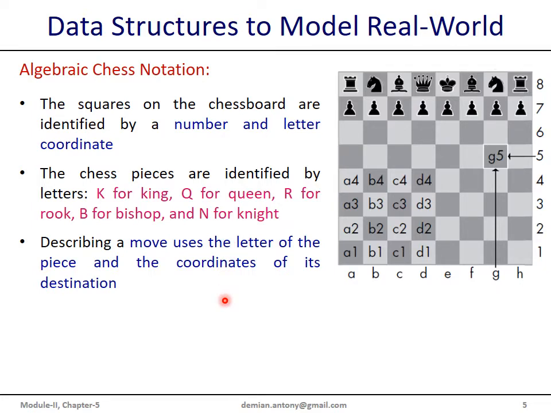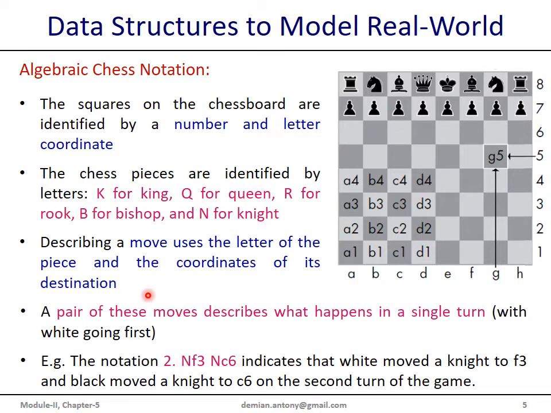To describe the chess piece move, the players used to represent the move with the help of the letter of the piece and the coordinates of its destination after the move. And a pair of these moves describes what happens in a single turn. What is a source location and what is a destination location.